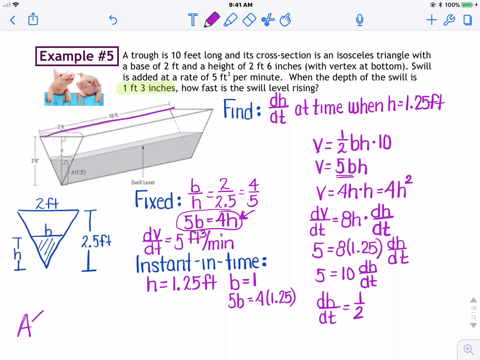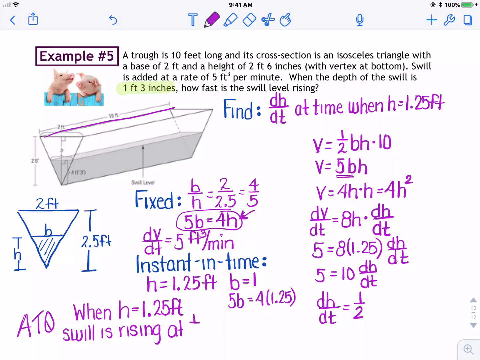Making sure that I answer the question, when the height of the swill is 1.25 feet, the rate of change, or what it's rising at, is half a foot per minute.